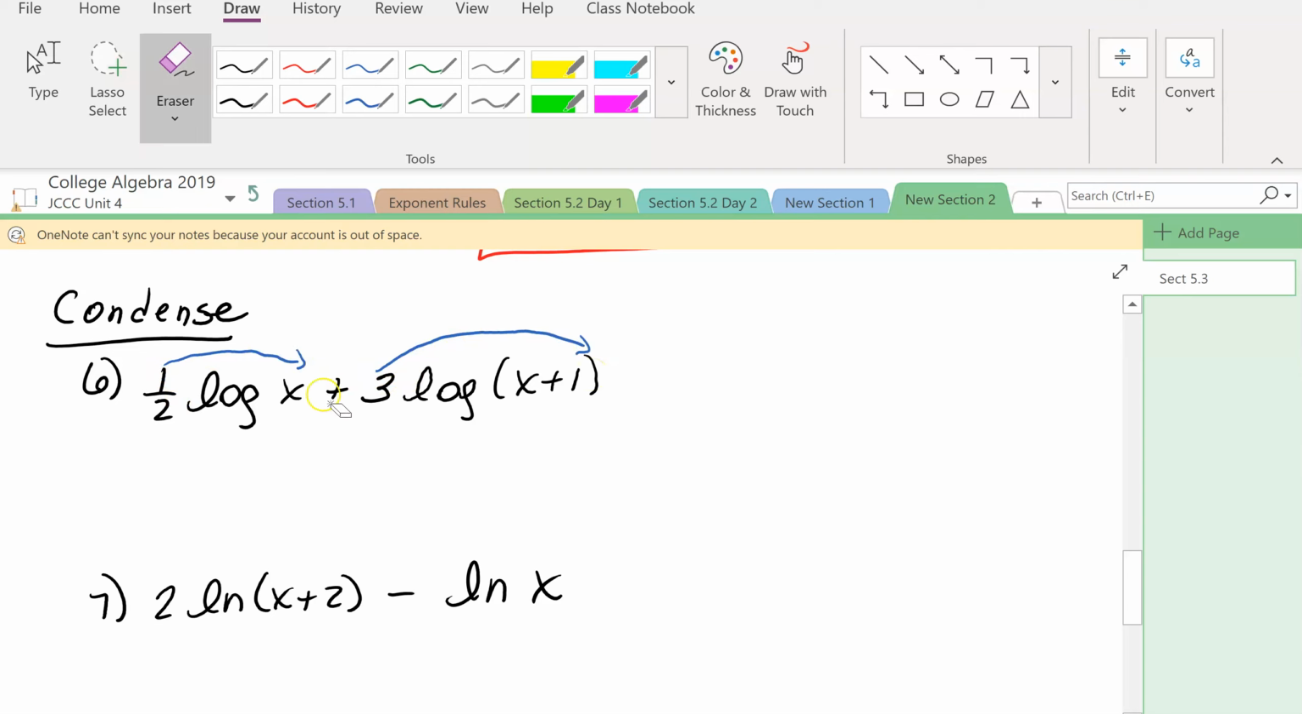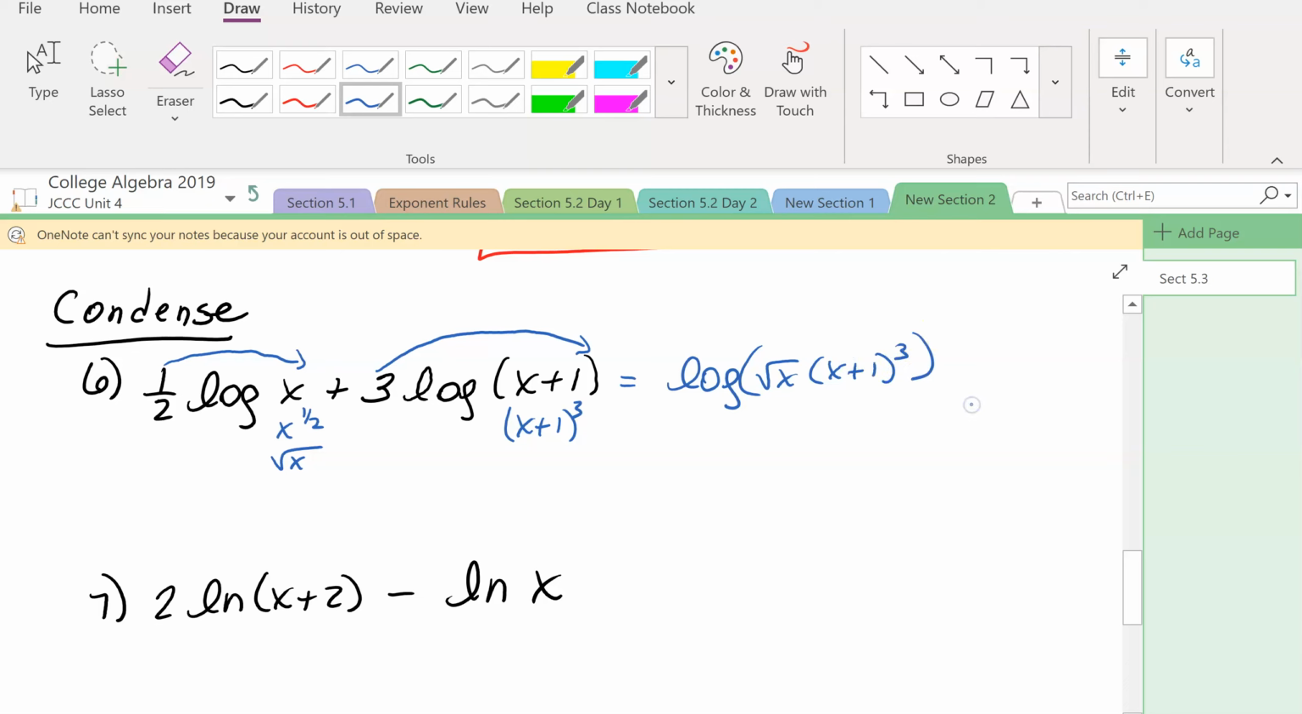And now you look at the fact that it's addition, and when you're adding, you multiply the arguments. So this x to the power of 1/2, that's the new argument, is going to be multiplied by the x plus 1 to the power of 3. Now x to the power of 1/2 is the same thing as the square root of x. And then this one is x plus 1 to the power of 3. So we're going to write that as log of the square root of x and x plus 1 to the power of 3, like that.